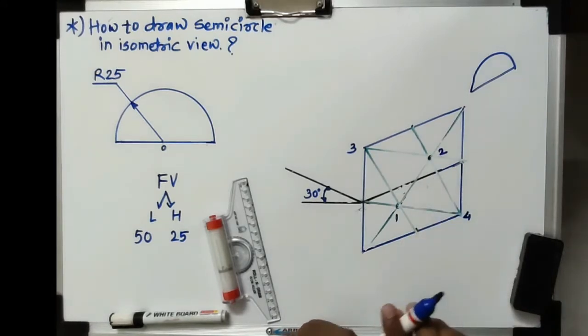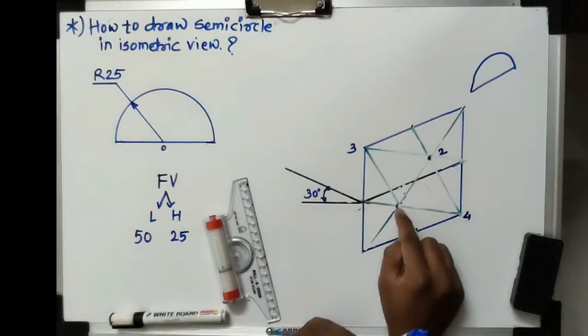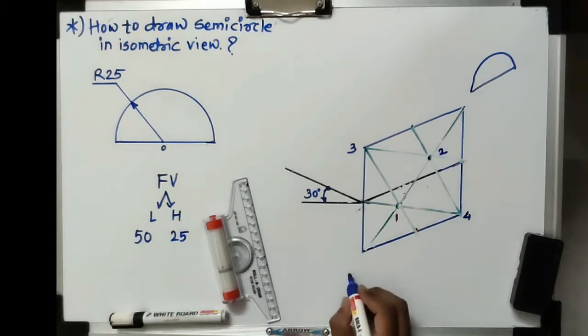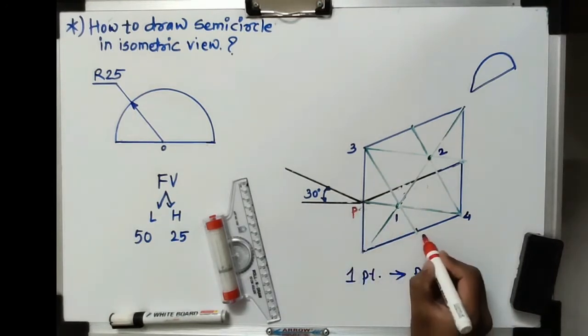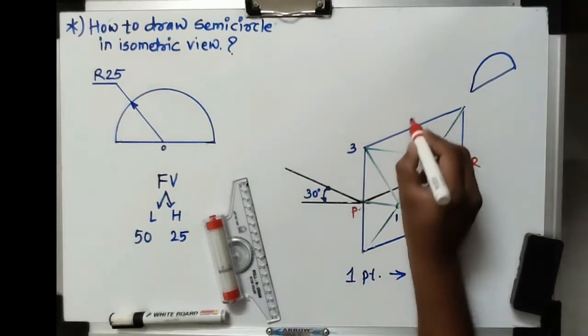The first thing, if I consider point number 1, the radius for drawing that arc, as per the arc method, we have to complete this semicircle. I will mention these points P, Q, R and S.